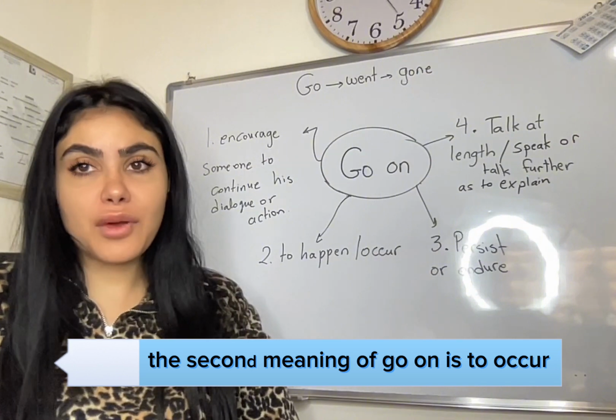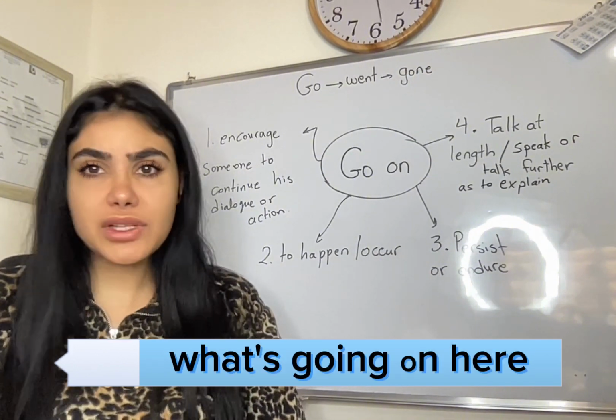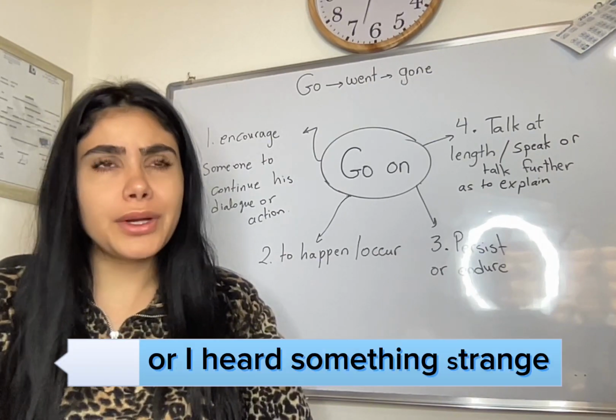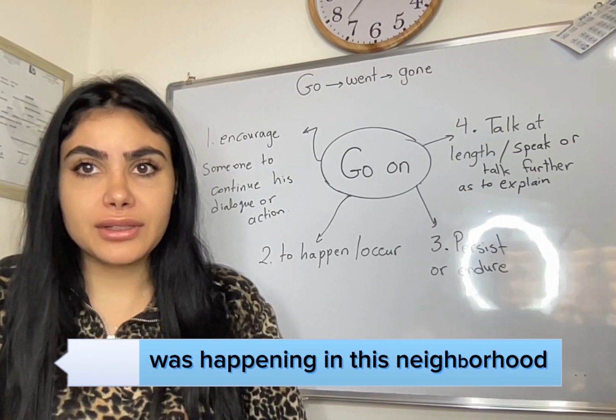The second meaning of go on is to occur, which means to happen. For example, what's going on here? Which means what's happening here. Or, I heard something strange was happening in this neighborhood.